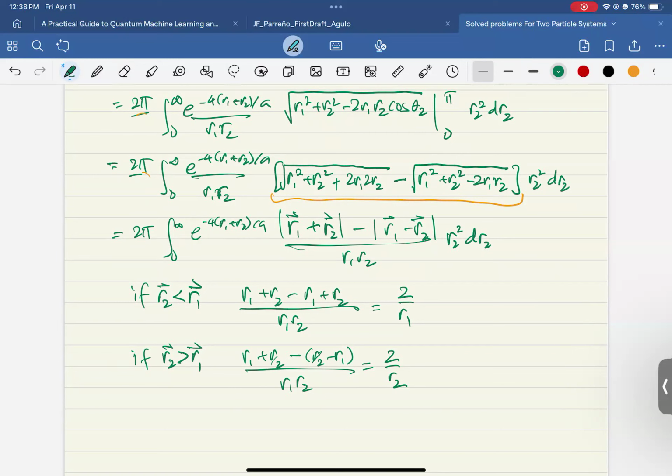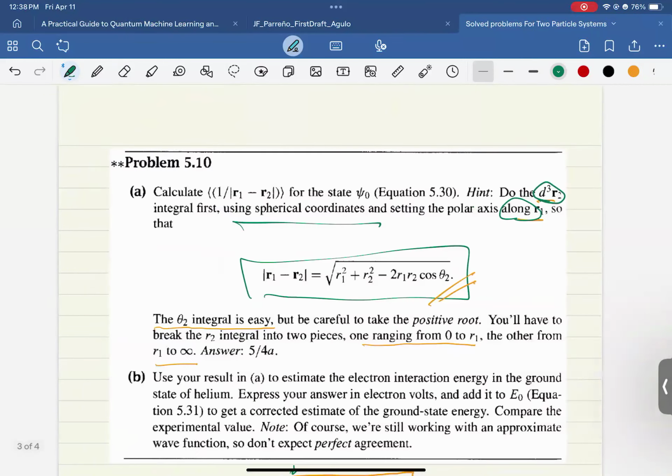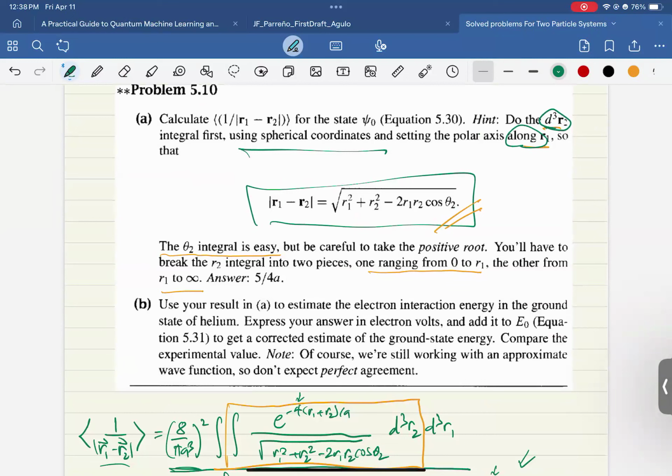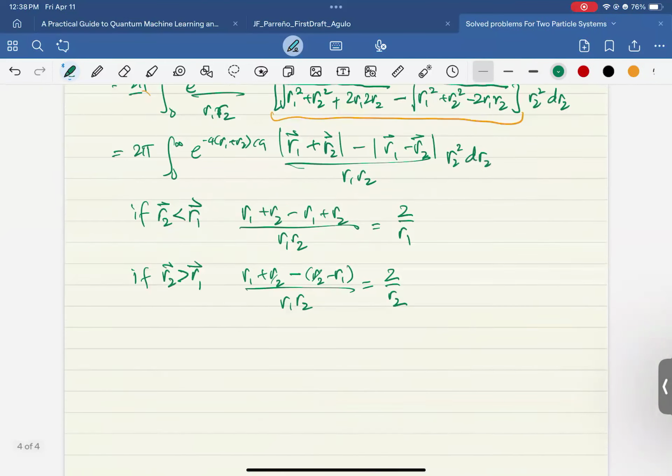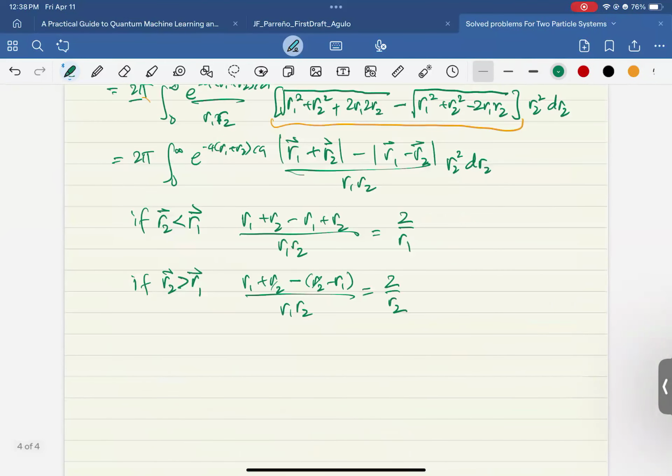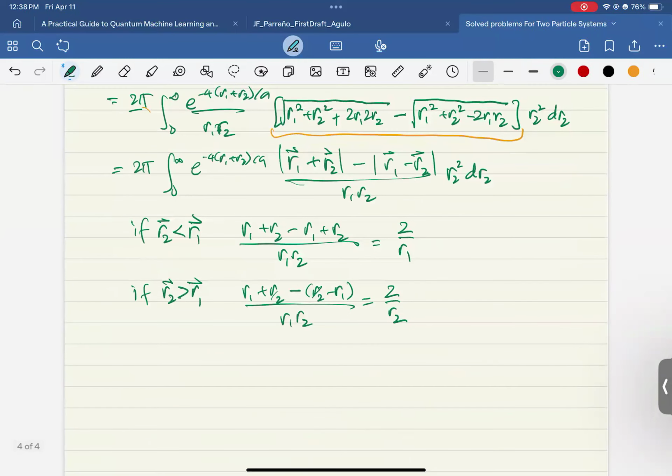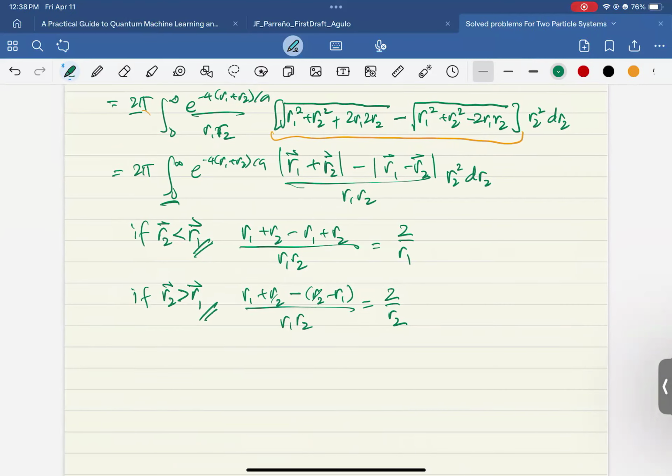Okay? So, dito na papasok yung sinasabi dito sa problem na you'll have to break the integral into two pieces. One ranging from 0 to R1 and the other ranging from R1 to infinity. Okay, so kasi yung first integral is valid when this condition is obtained and the second integral is valid when this condition is obtained. So itong integral na ito becomes, so 2 pi. Okay, so it will have two terms. First, 0 to R1 kung saan yung R1 is greater than R2.